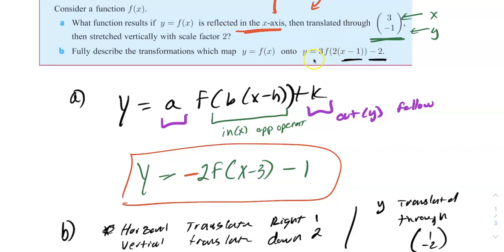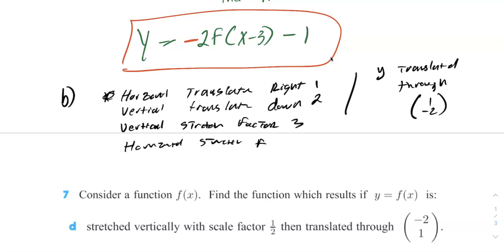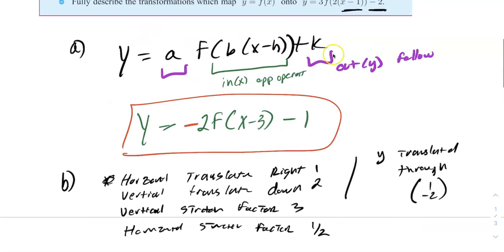How about my x and y stretches? There's both, right? There's a vertical stretch of 3 and a horizontal stretch of 1/2. Inside x opposite. Remember, so we flip it when it's on the inside. So we're going to write that. Vertical stretch factor 3 and horizontal stretch factor 1/2. Right? Again, outside y follow.